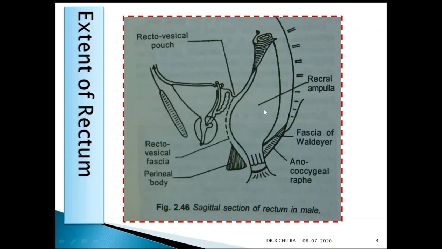This dilated part, the rectal ampulla, suddenly becomes narrow at the anorectal junction. This is the rectal ampulla and this is the anorectal junction. It corresponds in the male with the apex of the prostate.